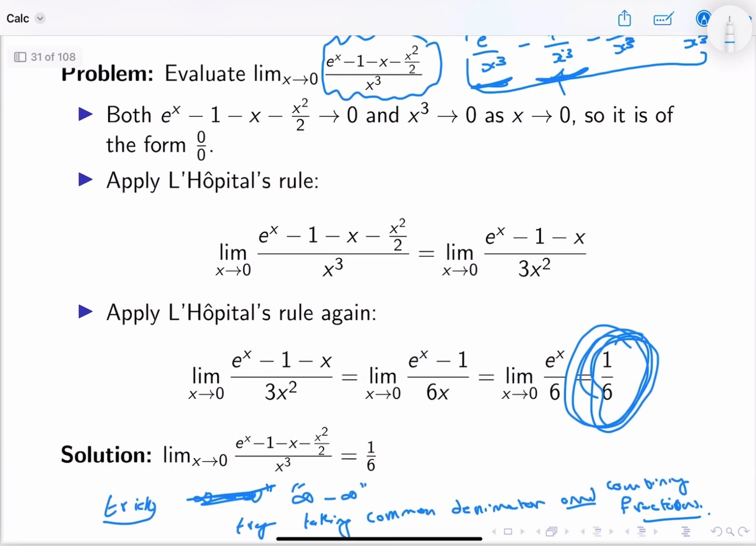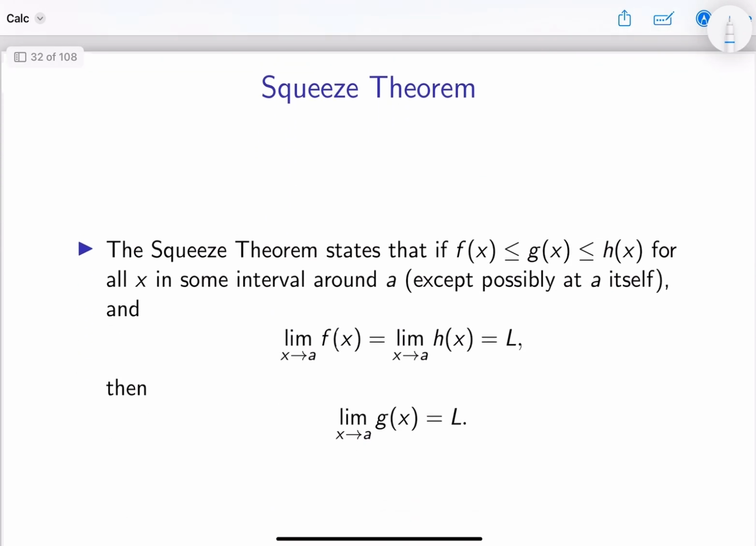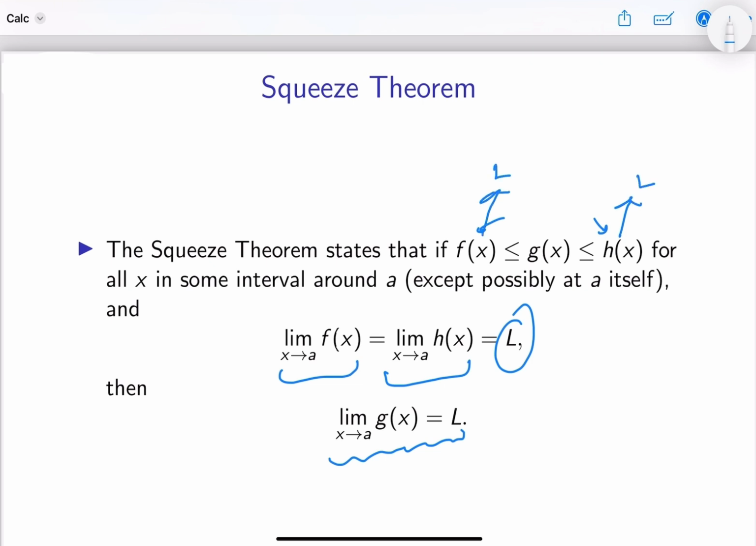All right, so now let's go to applications of the squeeze theorem. The squeeze theorem states that if you have a function g and you're interested in the limit of g, and you can put g between two functions, in other words, between h of x and f of x, and suppose also that the limit of f of x and the limit of h of x exist and are equal to the same L, then the limit of g of x must be the same. In other words, if this goes to L and this goes to L, then this must also go to L.